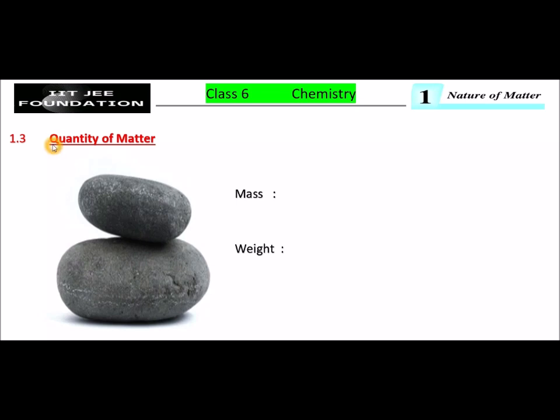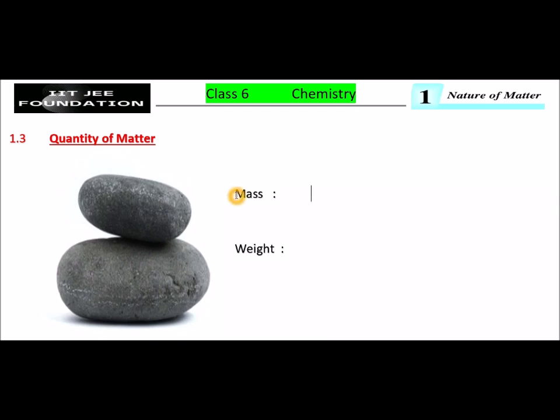Quantity of matter. See this image, there are two rocks. This is a small rock, this is a large rock. So which is heavier? We can see easily the large rock is heavier than the small rock. Why? Because the size of the large rock is more than the size of the small rock. Here the size is nothing but the quantity of matter. So the quantity of matter is more in the large rock than in the small rock. Okay?